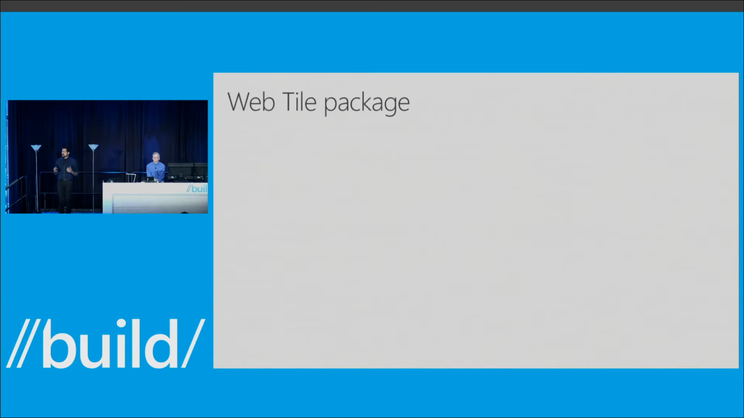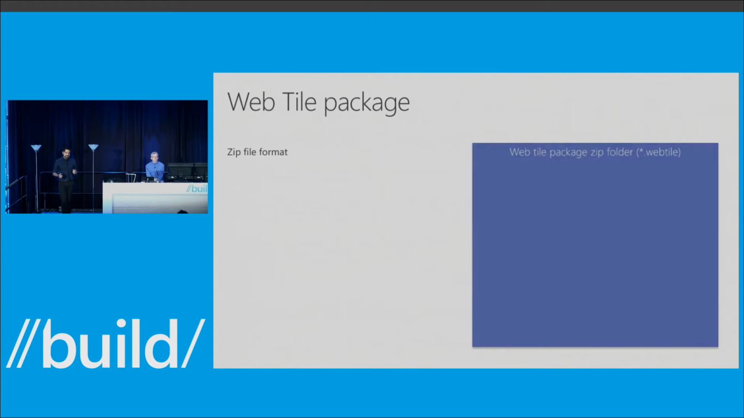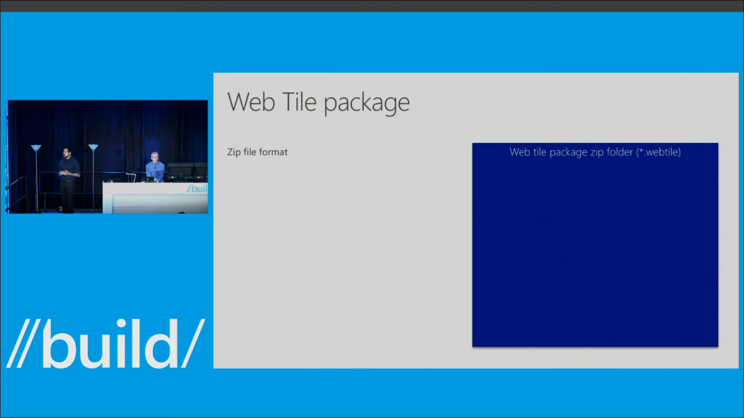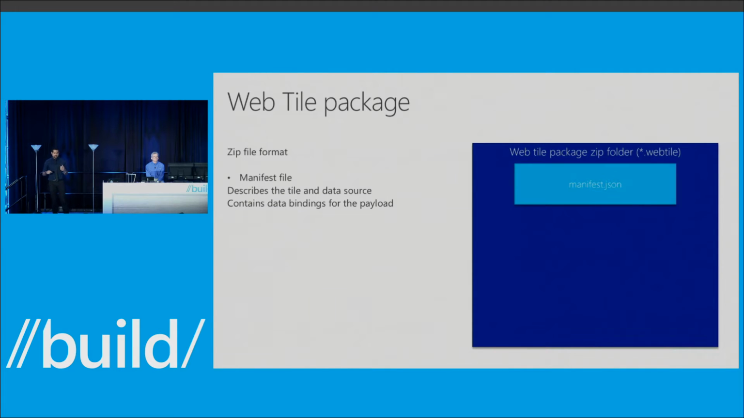So what is this web tile package that I keep mentioning? It's basically a zip file format that we're exploring. It has a couple of mandatory things that you have to have, and a couple of optional things that you can add. The mandatory things are the manifest file. This is the file that talks about everything that you need to create a tile on the Microsoft Band. It describes your tile. It also tells you where the data source for that tile is coming from. It also contains the data bindings for the payload, so you know this is the data I want to show and this is how I want to show it.